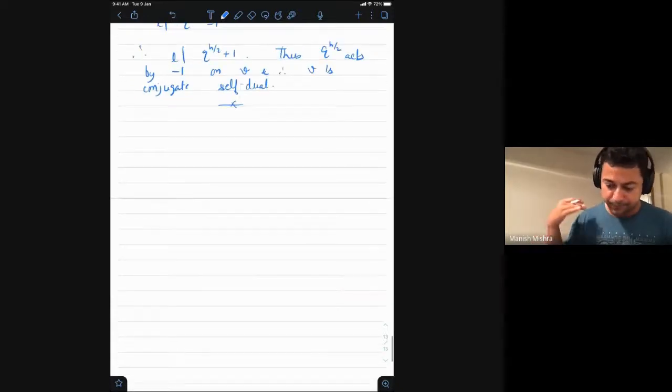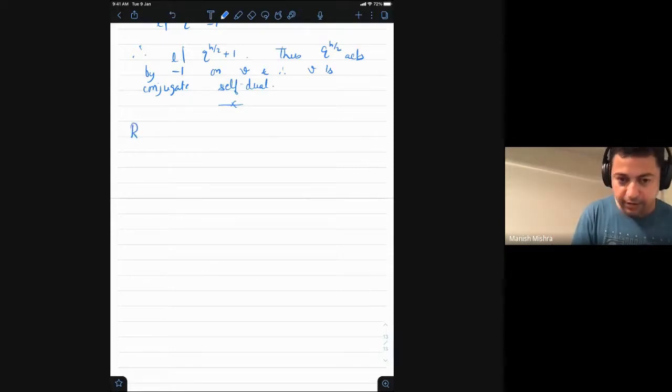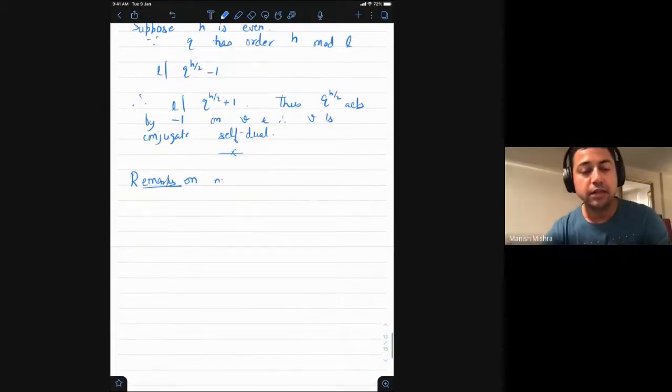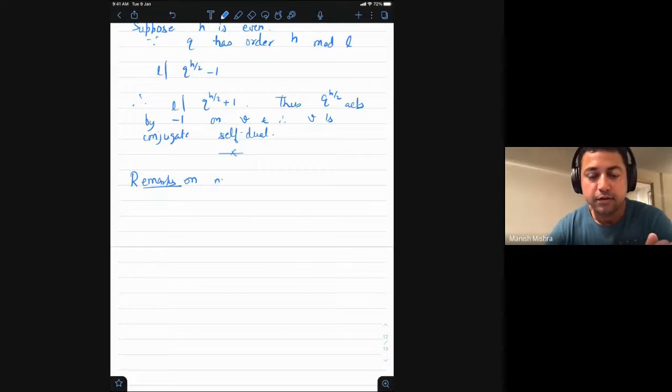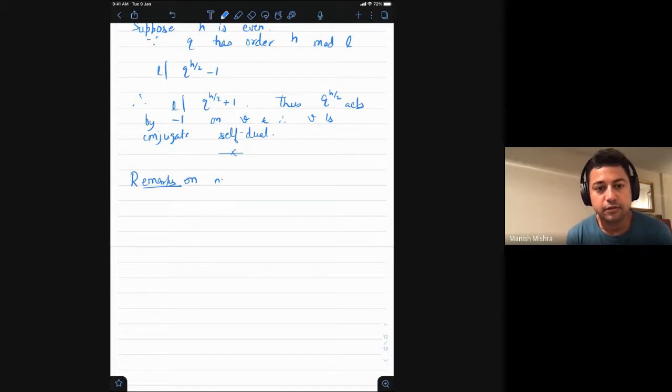Now, in the non-split case, you can do the same thing. So I'll just make some remarks on the non-split case. At this point, are there any questions? If not, then I'll continue. So, remarks on the non-split case.